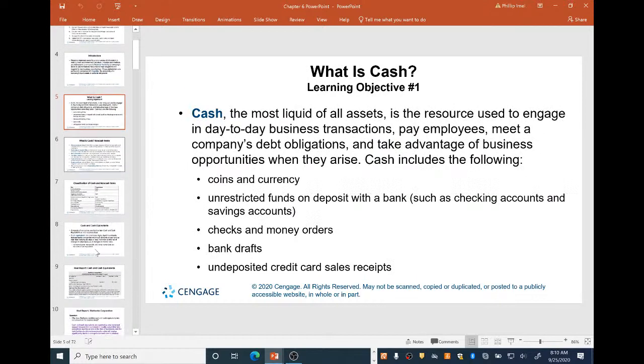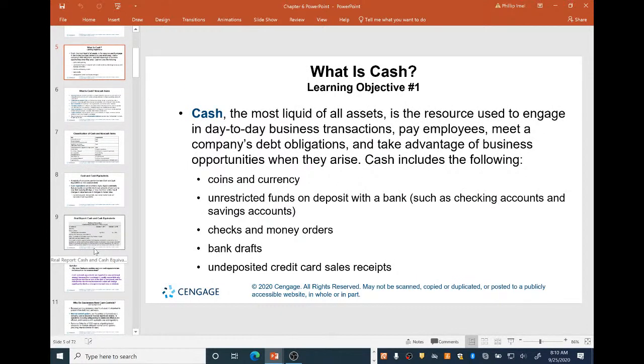Okay, so what exactly is cash here? It says here it's the most liquid of all assets, right? We know that we're used to making transactions with cash. A lot of times we might have some cash in our pockets. We're used to seeing the dollar bills or some coins or whatever it might be. But right here it says that cash can also include the following things. So coins and currency, we've established that. That's what we're talking about.